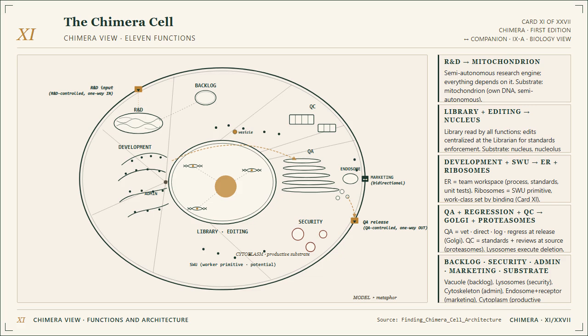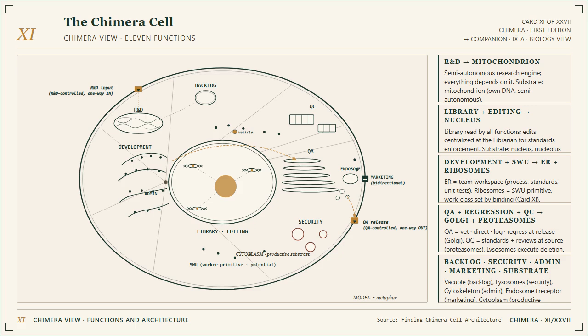Substrate, mitochondrion. Library plus editing is at the center, the nucleus. The library stores curated knowledge; the editing work, bug fixes, refactoring, adaptive updates to canon, happens inside as DNA repair complexes. Every function in the cell can read the library through the nuclear pore. Every edit routes through the librarian for standards. Coding plus unit testing wraps the library on the left. ER with bound ribosomes, testing each unit at the A site as it is built.